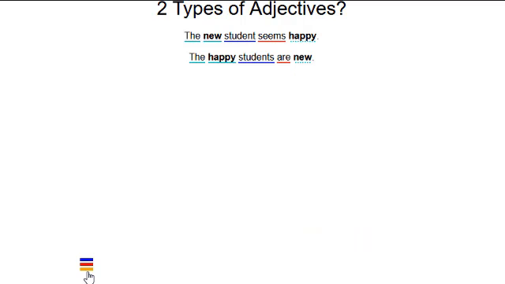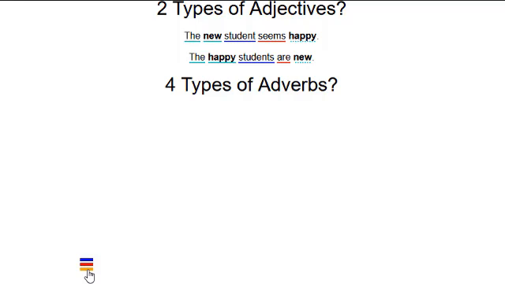There are two color styles for adjectives. There are actually three types of adjectives. In the sentence, "The new student seems happy," the words the, new, and happy are all different types of adjectives. Changing the positions of new and happy in "The happy students are new" does not change their meanings, but it does change their types. The dotted aqua underline style indicates when an adjective forms a relationship of complementation with a verb. Solid aqua underlines indicate modifiers of nouns.